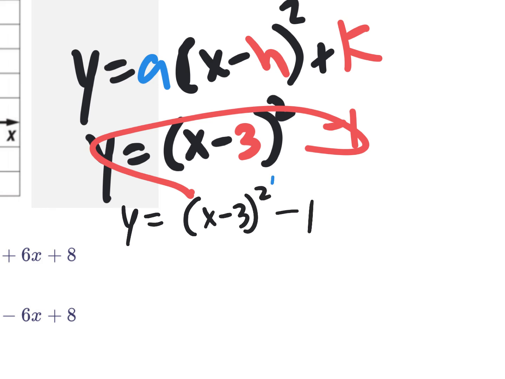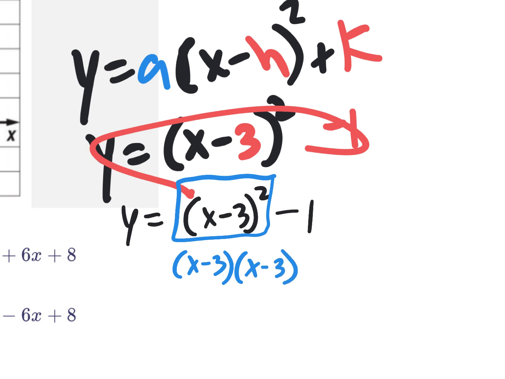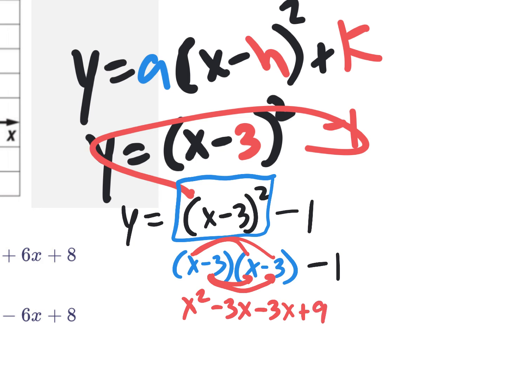And let's actually do this algebra. Let's write this binomial x minus 3 squared as x minus 3 times x minus 3, writing it 2 times. And then don't forget about the minus 1 that's at the very end. But we are going to distribute. x times x is x squared. x times negative 3 is negative 3x. Negative 3 times x is another negative 3x. Negative 3 times negative 3 is positive 9.